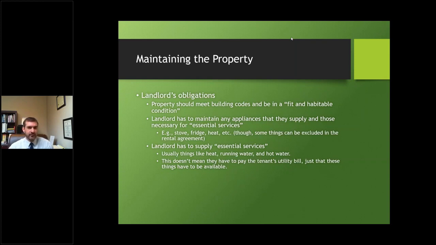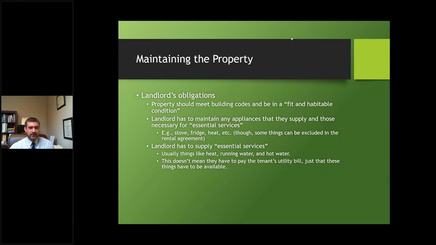It's also the landlord's obligation to comply with any building codes that the locality has. Those are the two main requirements. The landlord also has a separate obligation to make sure that any appliances that the landlord provides are maintained, and that the landlord provides essential services, which are going to be heat, electricity, plumbing, running water, running hot water, things like that.